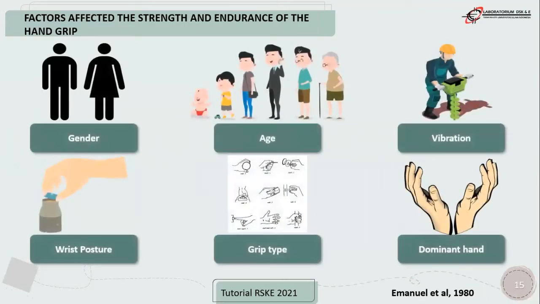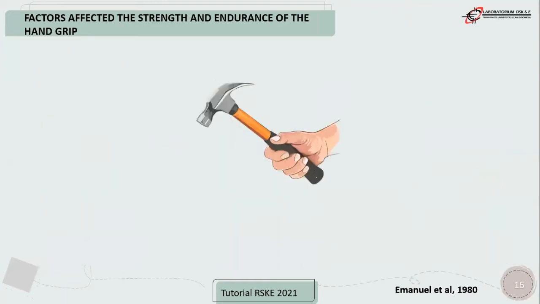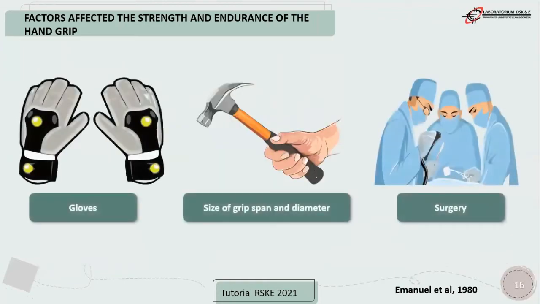And then there are some factors that affect the strength and endurance of the hand grip. The first is age, and then gender, vibration, wrist posture, grip type. There are a lot of types of grip, and then dominant hand. Okay, and there are glove, size of grip span and diameter, and surgery.